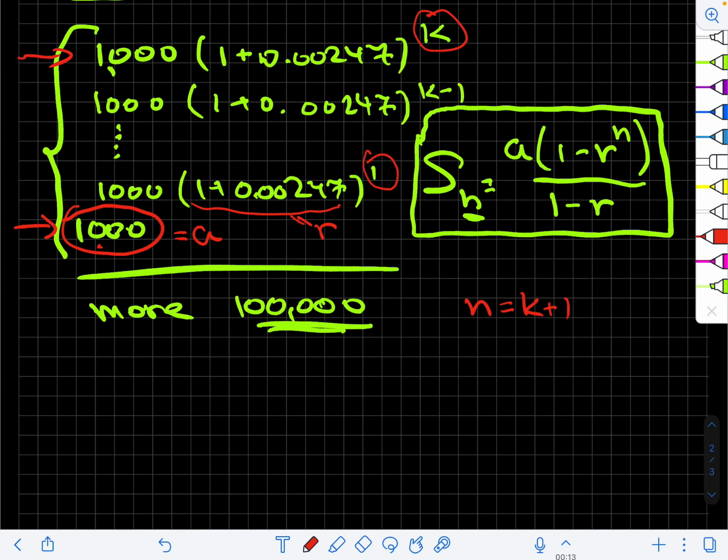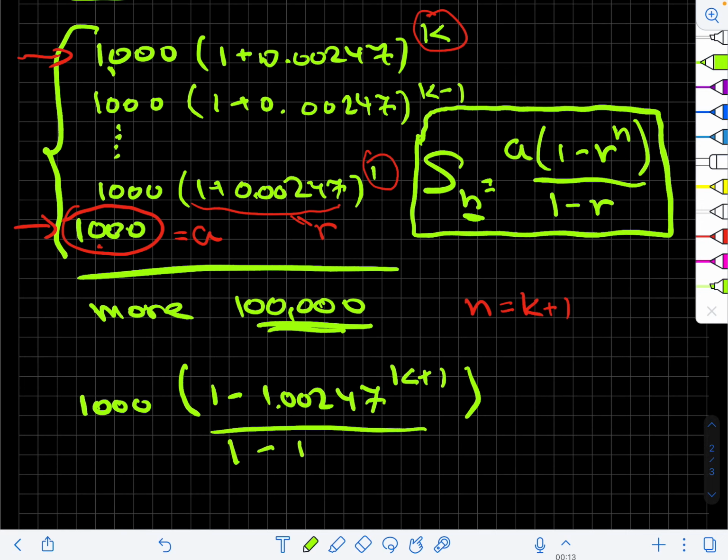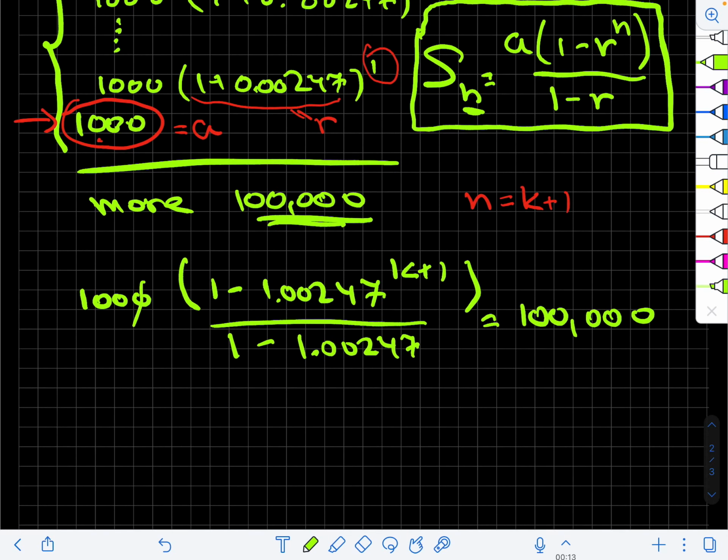So it says A. In our case, our A is 1,000, multiplied by 1 minus the ratio. In our case, the ratio is the bracket. I'm just going to write 1.00247. I'm adding the 2 numbers so it'll be nicer in the bracket. That's to the power of n, and we said we have K plus 1 terms, all over 1 minus the ratio. And this has to be equal, actually bigger, but we'll just write equal so it'll be easier for our calculation, to 100,000.